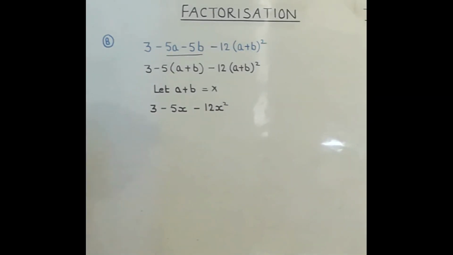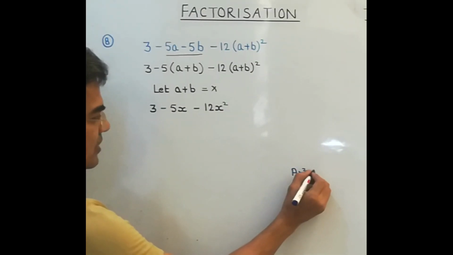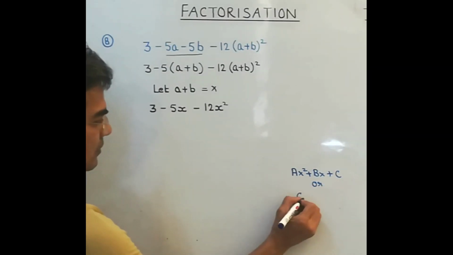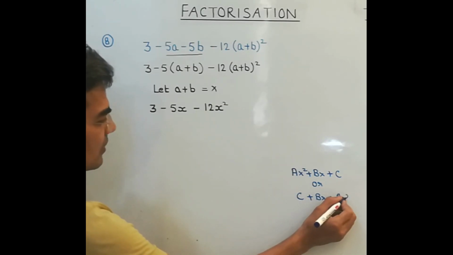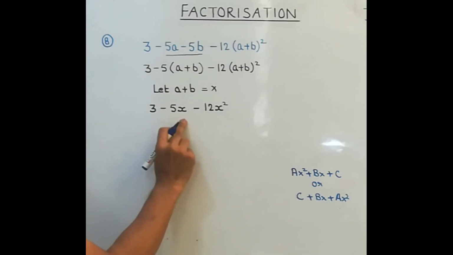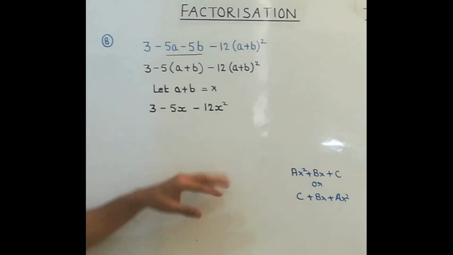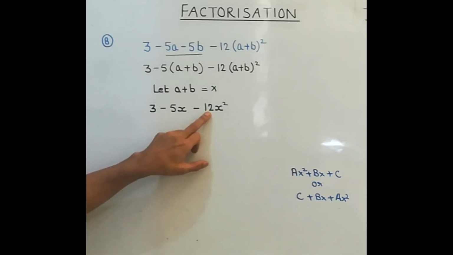And I told you earlier also, if trinomial is in this form or in the reverse order like this, both are acceptable and the method remains the same. So in this also, method will remain the same. This is your C, this is your B, and this is your A.